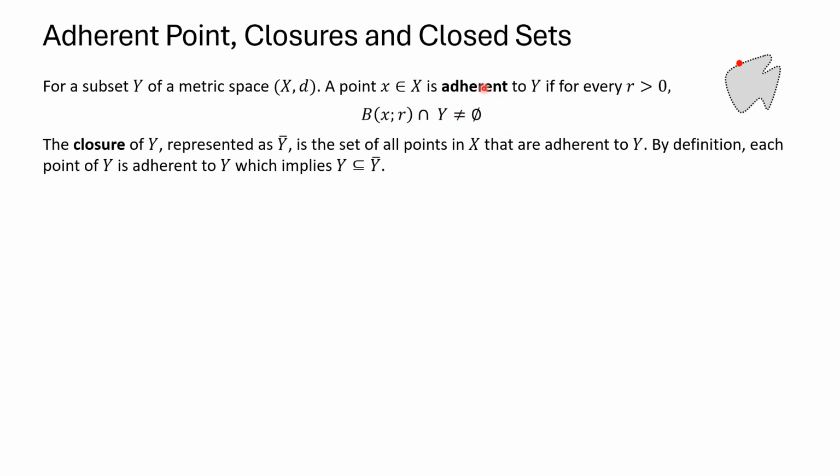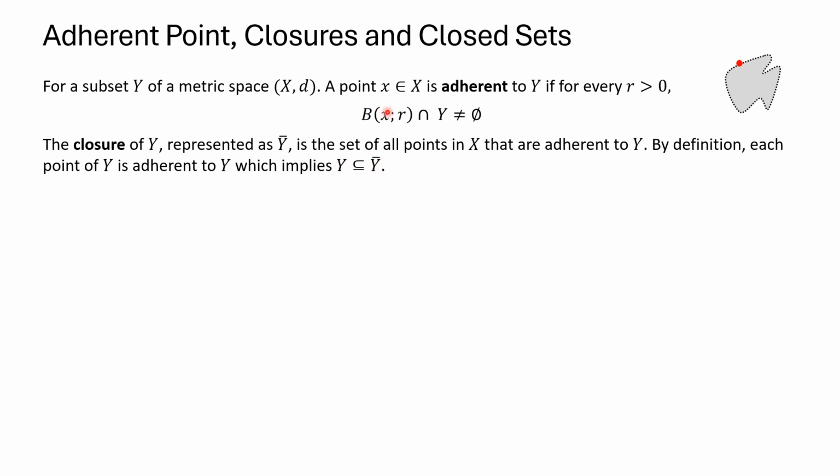Related to adherent is something called closure. The closure of a set Y, represented as Y with a bar above it, is the set of all points in the enclosing metric space X that are adherent to Y. So by definition, each point of Y is adherent to Y, and Y is a subset of its closure.